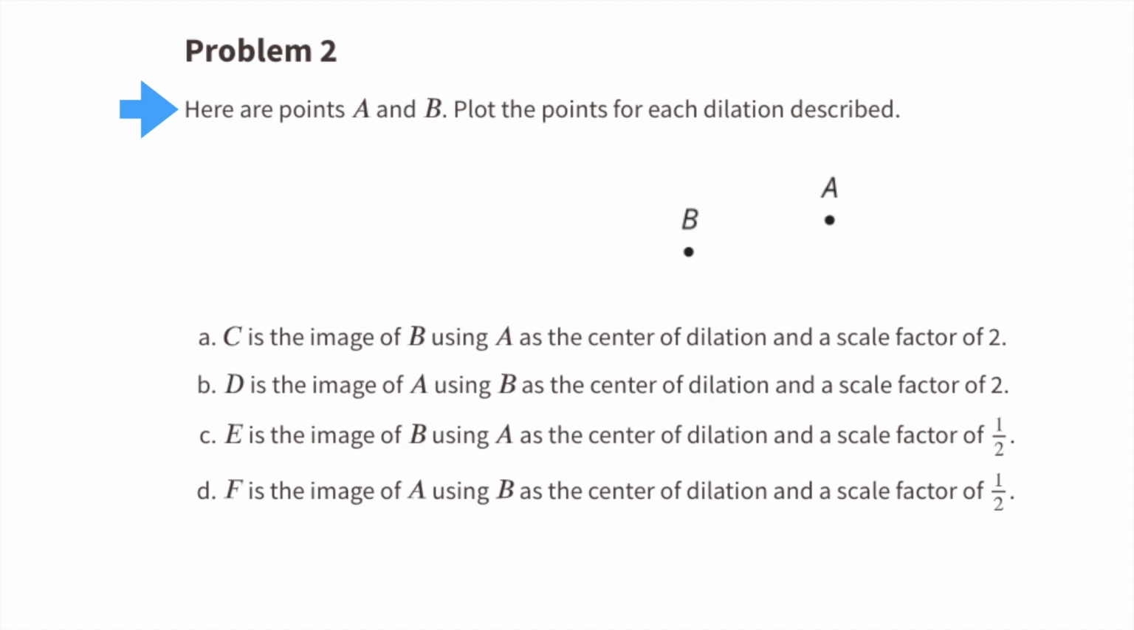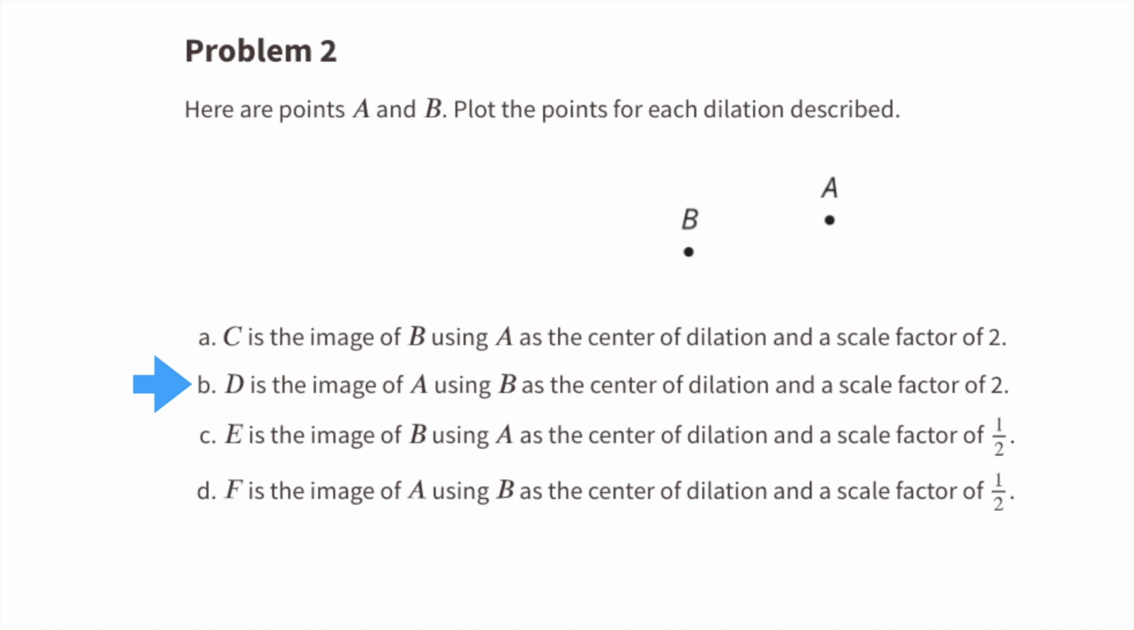Number 2. Here are points A and B. Plot the points for each dilation described. A. C is the image of B using A as the center of dilation and a scale factor of 2. So start with A and head towards B, and since it's a scale factor of 2, you would move beyond B one entire length. This is where you would plot the point for C.